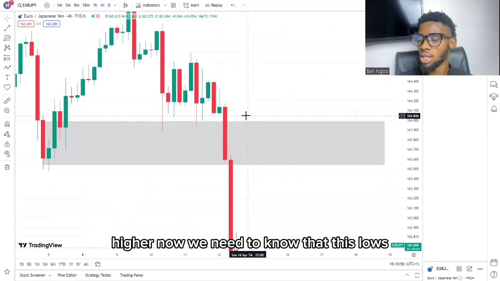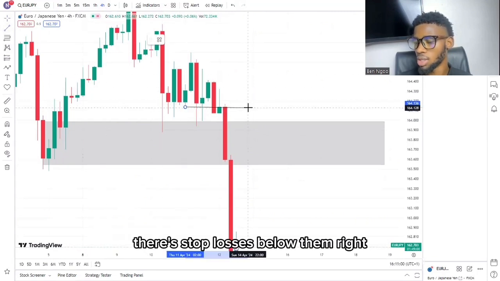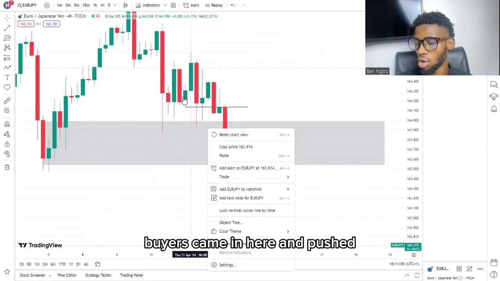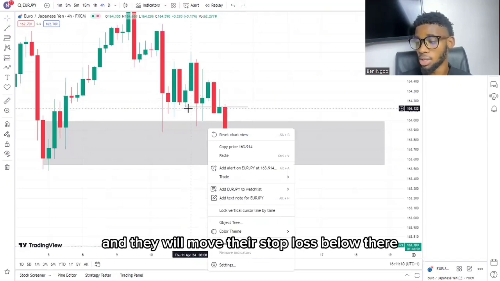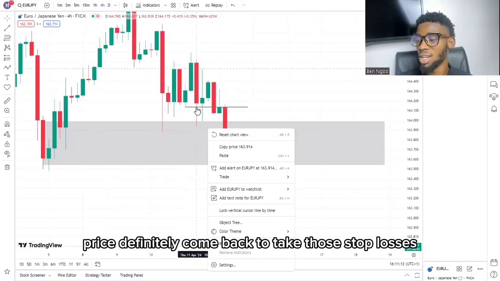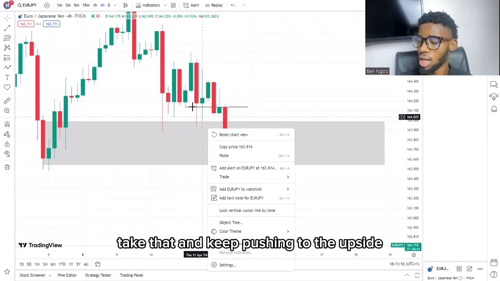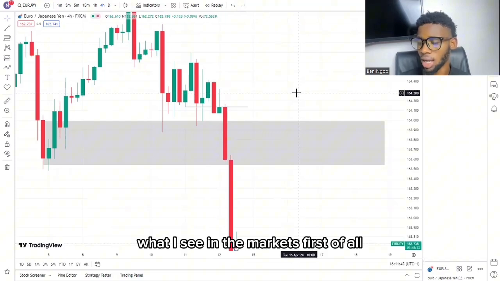Now we need to know that these lows show that there are stop losses below them, right? Because there's a reason why price pushed. Buyers came in here and pushed. Obviously, some people would have been in when they see price turning and they move their stop loss below there. And price will definitely come back to take those stop losses, if price is going to continue going up, take that and keep pushing to the upside. So there are two types of liquidity sweeps I look for in the market.